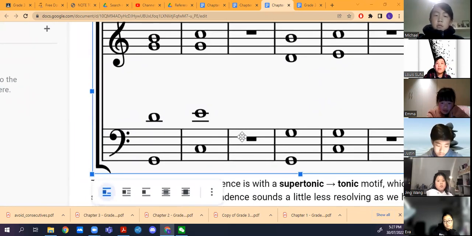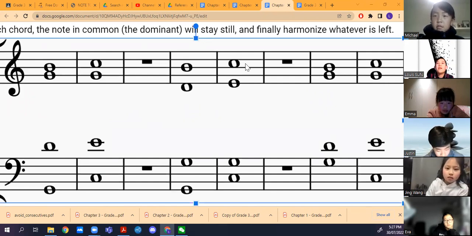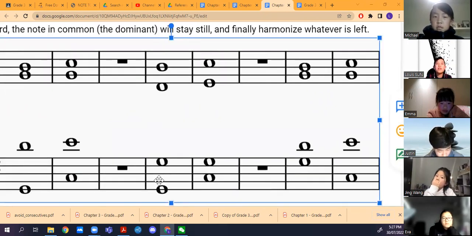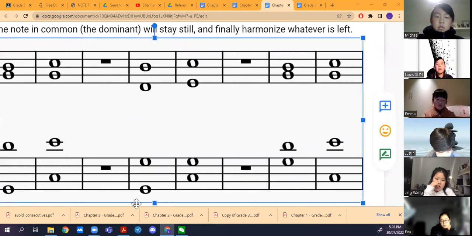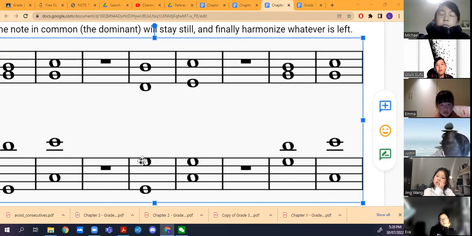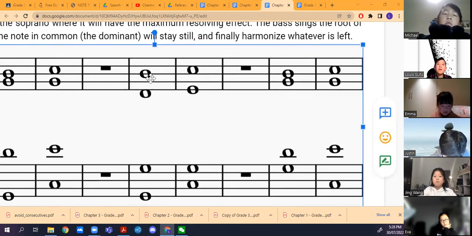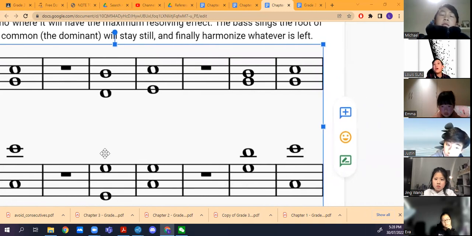Let's just look at another example that I have in the document. So, these perfect cadences are in C major, by the way. So, G to C, the roots in the bass, and this time I put the note in common in the tenor. And these are not consecutives because consecutives only apply to fifths and octaves. So a sixth is okay, as is a third. So you can have consecutive thirds and sixths, which actually sound quite nice.